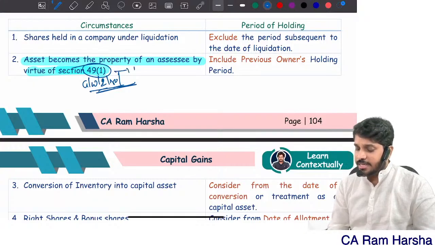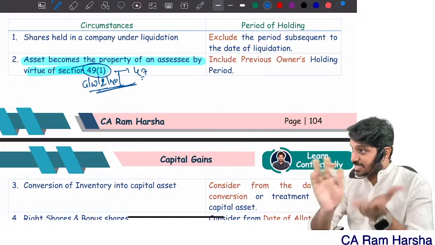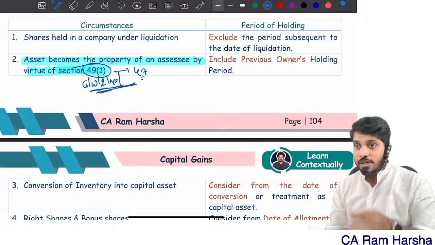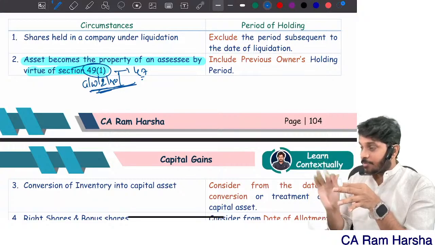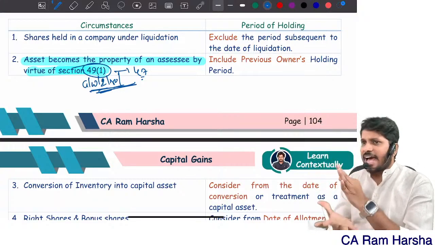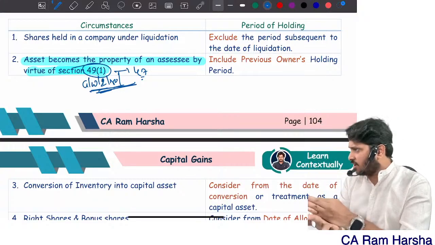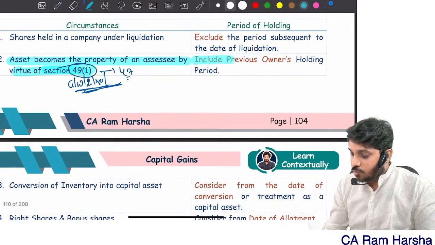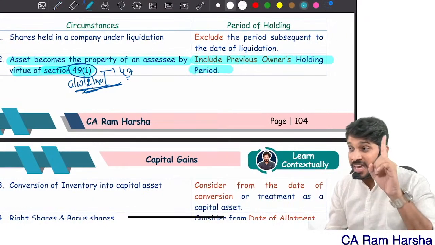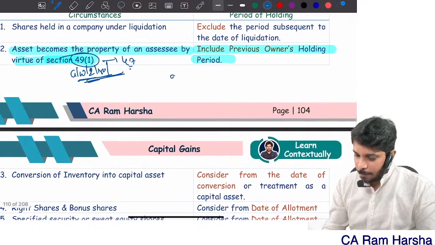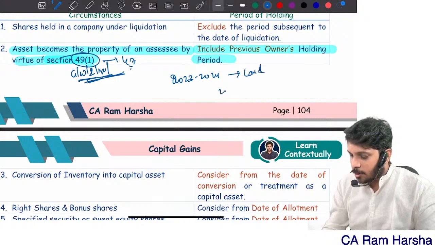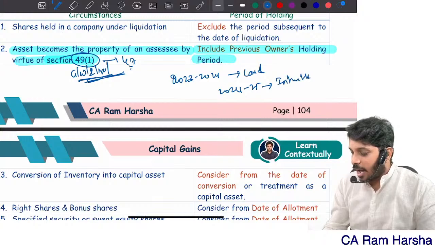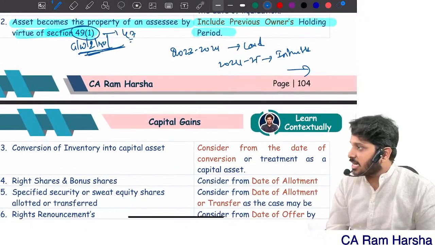Getting it? I will once again repeat this in section 47; we will get the same points once again. If you are getting the asset into your hand without purchasing it, somebody purchased it and you received it as an inheritance, as a gift, as a will, then the previous owner's holding period shall also be considered. Very simple. My father purchased some land in 2023-24. In 2024-25, I inherited it, and I sold the land immediately.